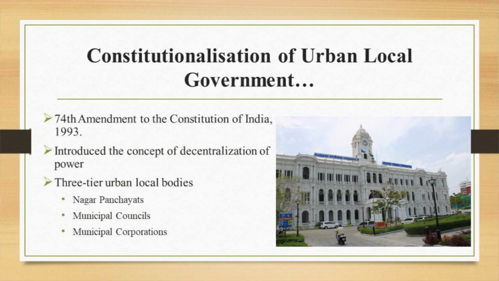Now, let us look at the constitutionalization of urban local government. The urban local bodies are constituted under the provisions of the 74th Amendment Act, which came into effect in 1993. This Amendment Act introduced the concept of decentralization of power and provided a framework for the establishment of three-tier urban local bodies, namely Nagar Panchayats, municipal councils and municipal corporations.